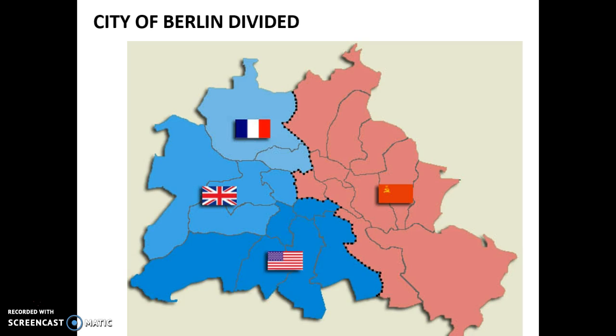And so you can see that the city of Berlin, the eastern half of it, is going to be controlled by the Soviets and the western half by the other Allies. And the dotted line that you see going through the middle is what will become the Berlin Wall, which is actually a concrete structure that's going to physically divide the two sides of the city.